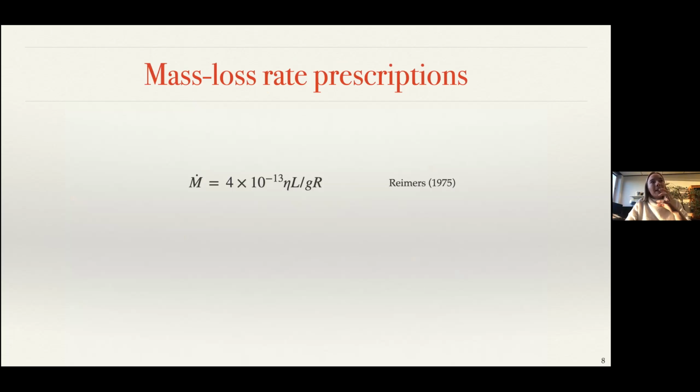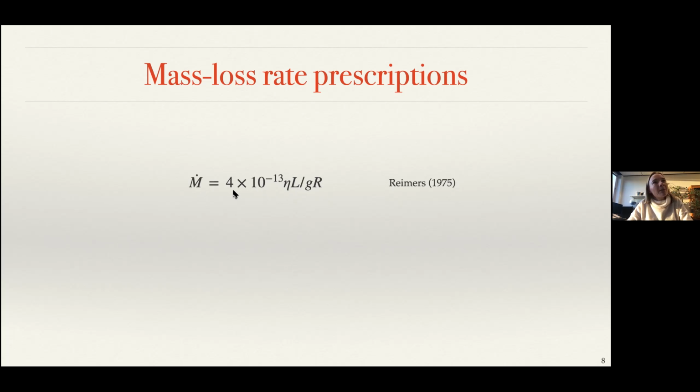Now, aiming to understand this, as you know, comes from different perspectives. The first person who ever used observations to give us a mass loss rate prescription for this kind of stars was Reimers in 1975. In this mass loss rate prescription, the mass loss rate, in dots, you can see is proportional to the luminosity and inversely proportional to the gravity and the radius of the star. Eta is a unitless parameter of the order of unity, and this is then a scaling parameter.